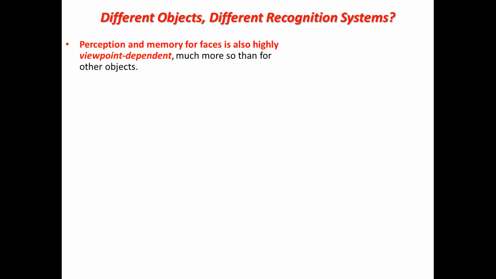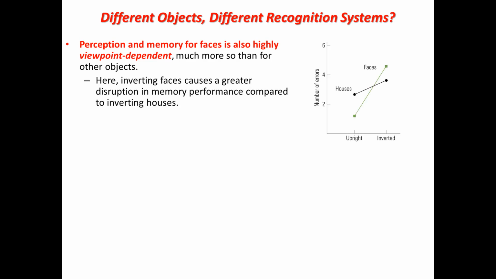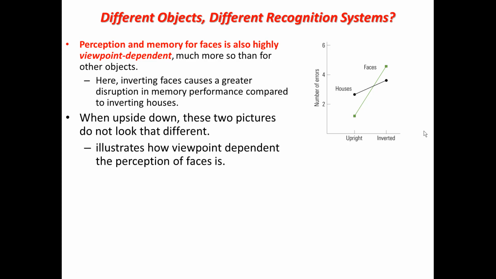There's a lot of other evidence which shows that face perception is specialized. For example, perception and memory of faces is very viewpoint dependent, much more so than for other objects. In another study, when images of faces and houses were inverted, performance on the face recognition task was affected much more than on the house recognition task. So inverted faces are much harder to recognize. This high point just means a larger number of errors in the case of inverted faces than in the case of inverted houses. Let me give you a taste of what I'm talking about.